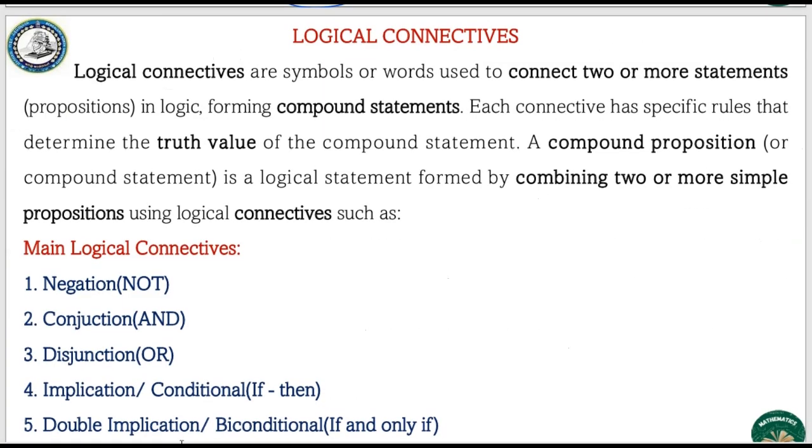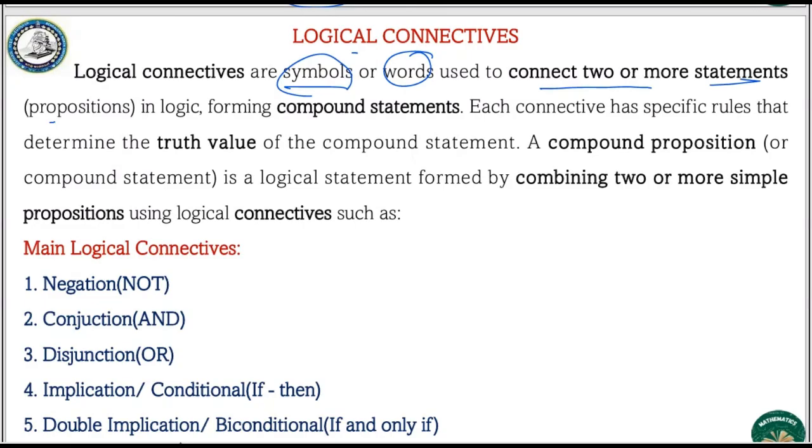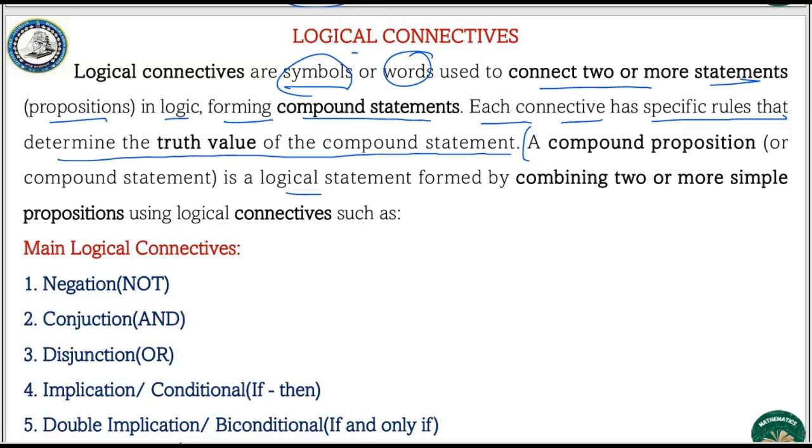Then moving on to the next topic, we have logical connectives. What is meant by logical connectives? Logical connectives are symbols or words used to connect two or more statements, propositions in logic, forming a compound statement. Each connective has a special rule that determines the truth value, or truth table, of the resulting compound statement. A compound proposition or a compound statement is a logical statement formed by combining two or more simple propositions using the logical connectives.